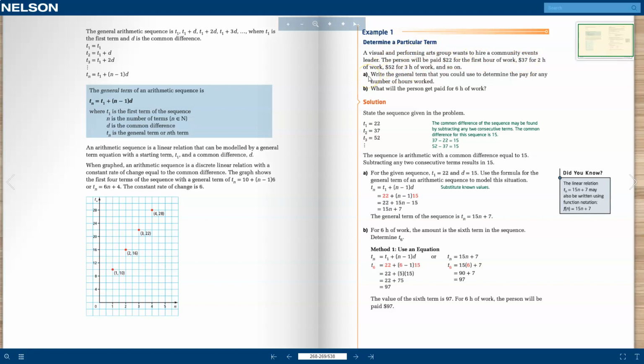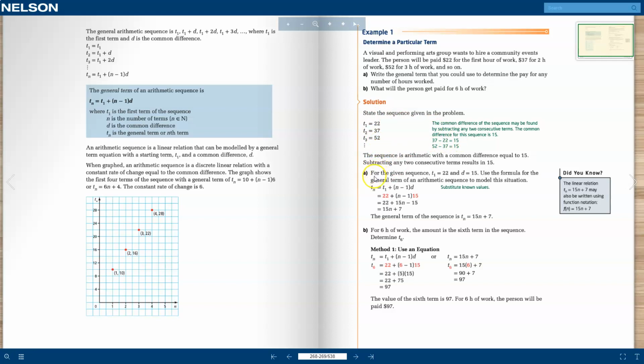So let's look at part A. Write the general term that you could use to determine the pay for any number of hours worked. We're going to write it in this format. As we just mentioned, T1 is 22, T2 is 37, T3 is 52, and you subtract one term from the previous term to get 15. That's the information before we start.